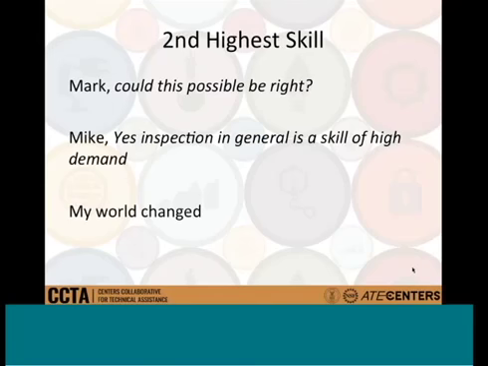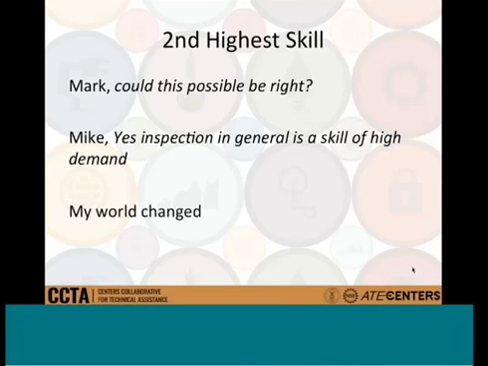Mark, could this possibly be right? Inspection is the second highest skill. You know what he said? He literally said this: "Mike, yep, inspection in general is a high demand skill." Holy cow, my world changed right in that moment.